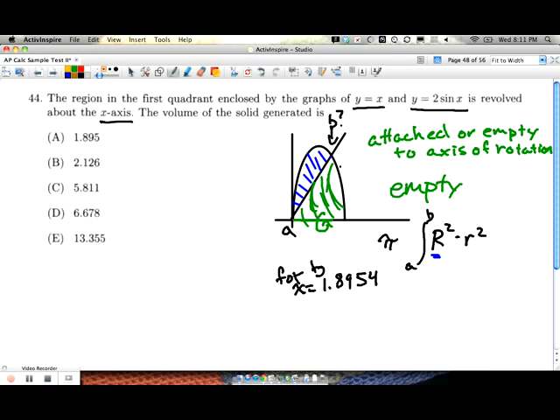Let's do them color-coded. So big R I'll do in blue, and little r I'll do in red. Big R is always from the axis of rotation to the outer edge. So that's all the way here. So that's going to be 2 sine of x, pardon me, 2 sine of x minus 0. And we're going to have that as our big R. And our little r then is going to be this inside piece.